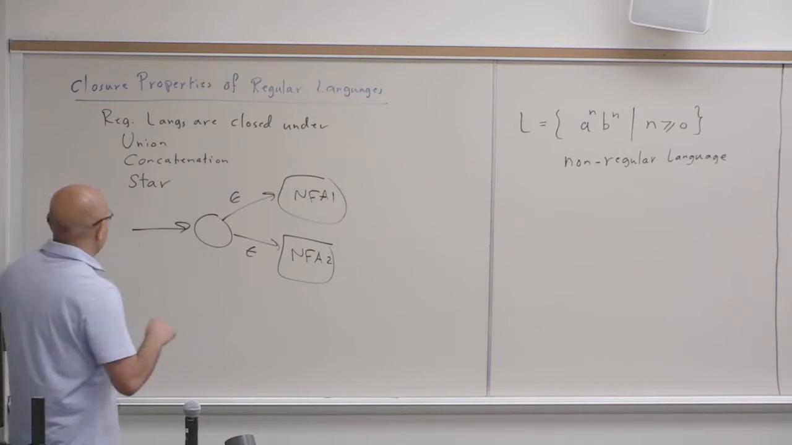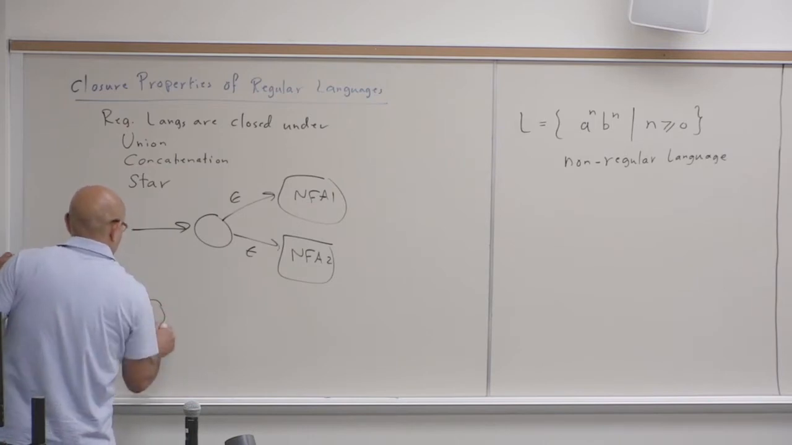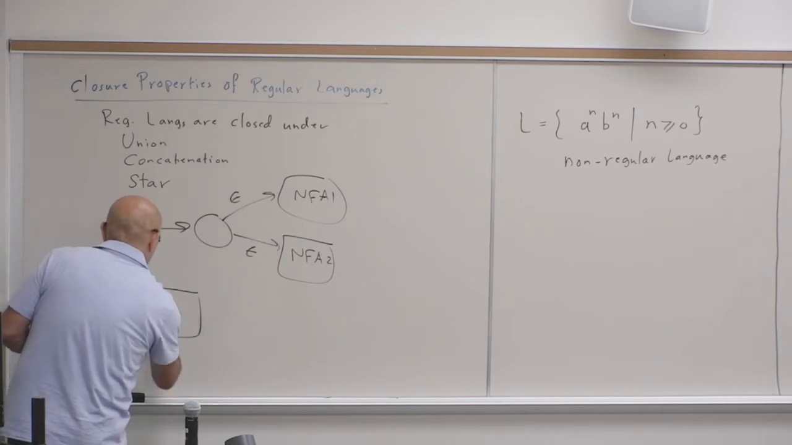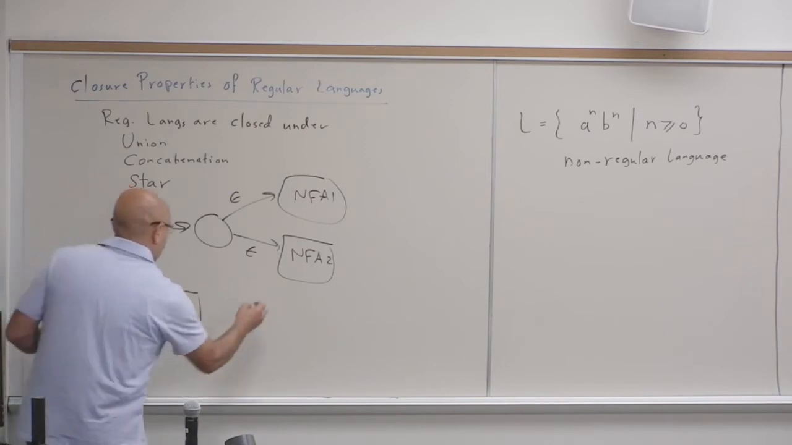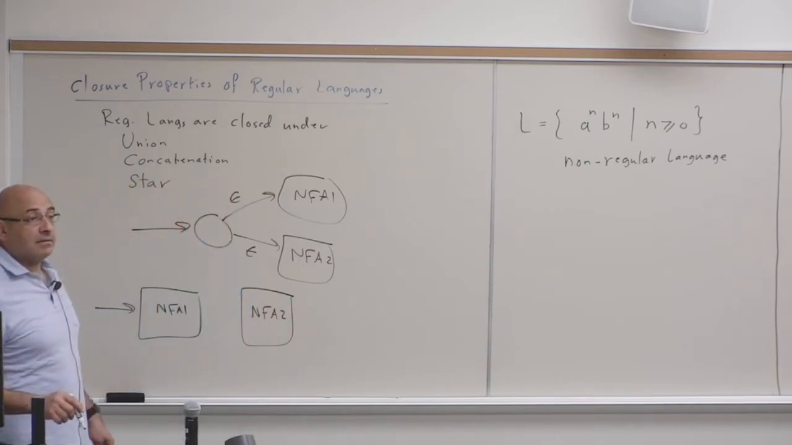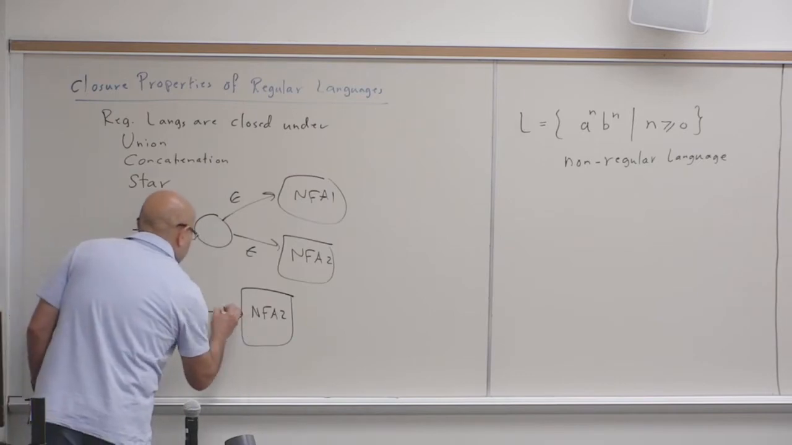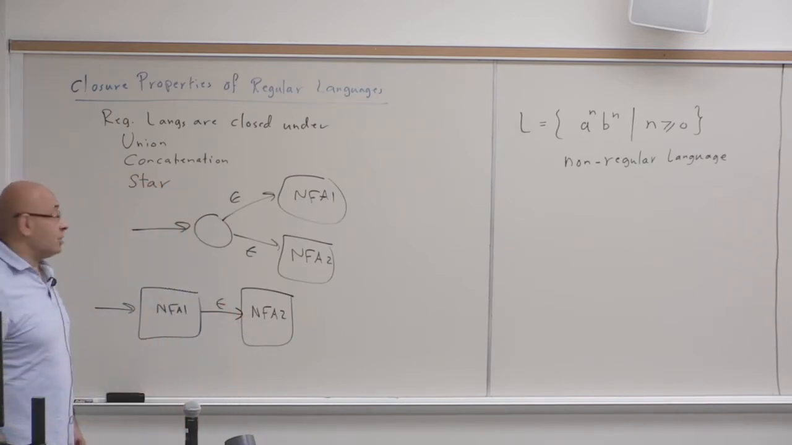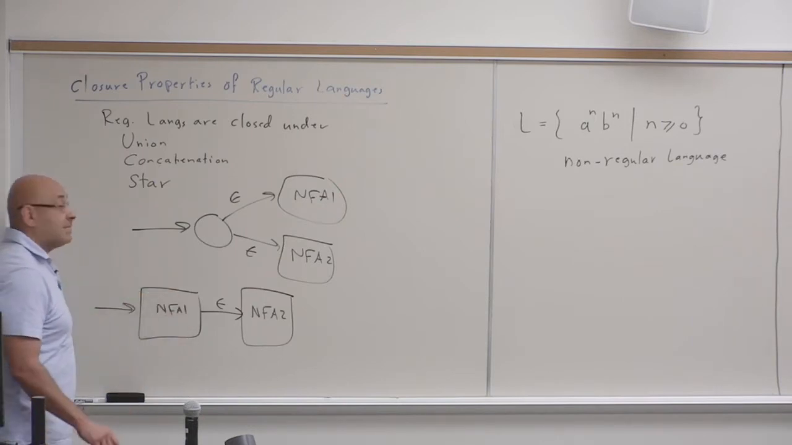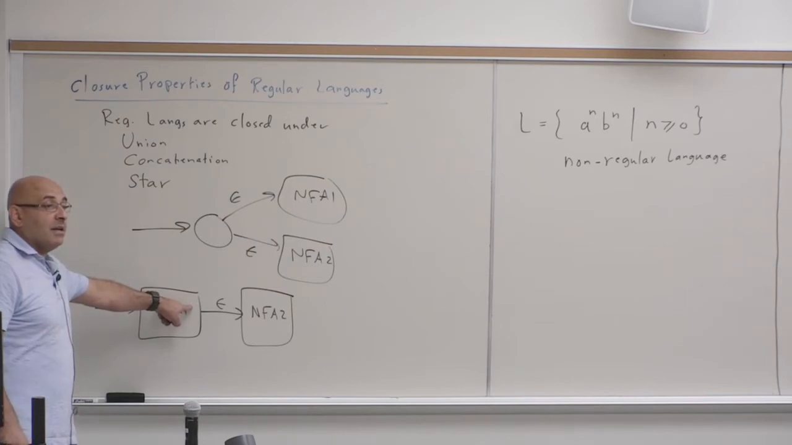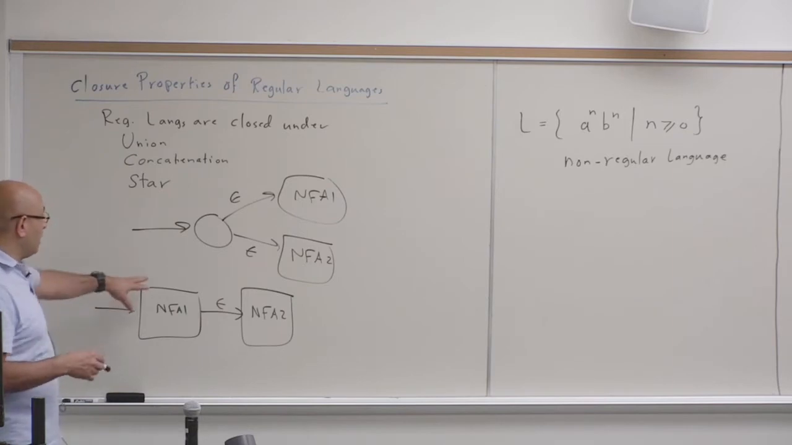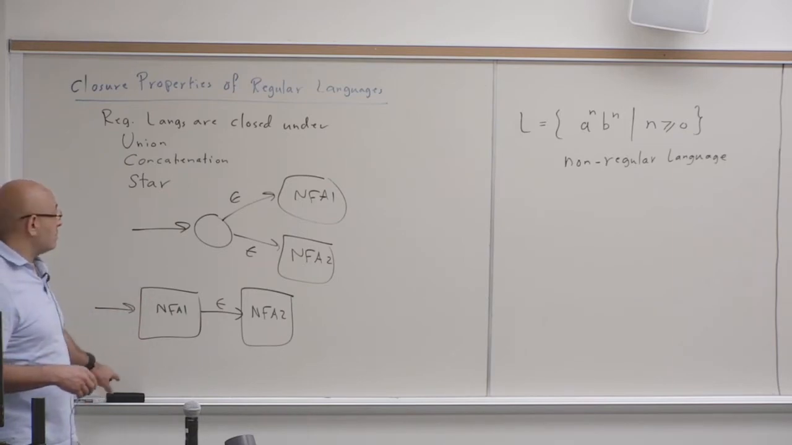Now for the concatenation, again, this is NFA1 and this is NFA2, and you connect them using what? An epsilon transition. What else do you need to change? Yeah, exactly. The accept states of the first NFA will no longer be accept states. That's how you construct an NFA for the concatenation of two languages.